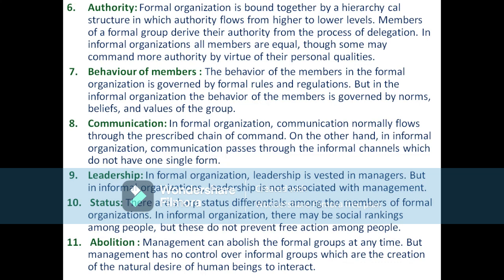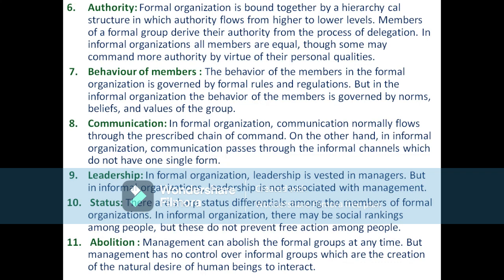For example, if we take the time to arrive for the office, definitely they will not come late to work. So that is a rule. According to the rules, they will behave. But in informal organizations, the behavior of the members is governed not by rules and regulations. Here they are maintained by the norms, the beliefs, the values of the group. So the basic difference is that the behavior of the member is differentiated depending upon the rules and regulations. If there is a rule, definitely they will work according to those rules. But as it is an informal organization based on norms, beliefs and values, they will behave according to that.